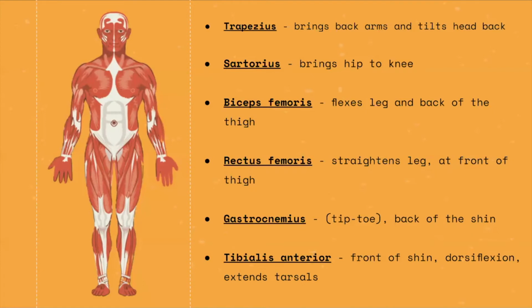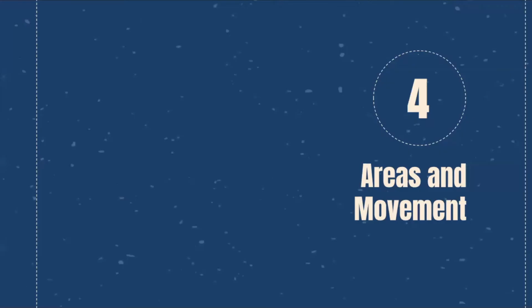But when I say extending your tarsals, what do I mean? Extends and straightens. And what are tarsals? Does anyone remember? Probably not. The tarsals are the bones of our foot. So when we're extending our tarsals, we're extending our toes. Okay. That was the tibialis anterior. Now we're going to go over areas and movements.